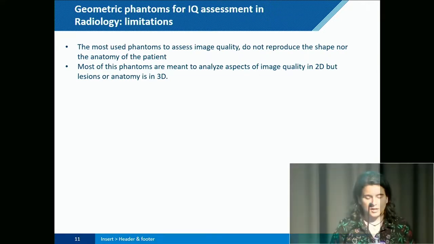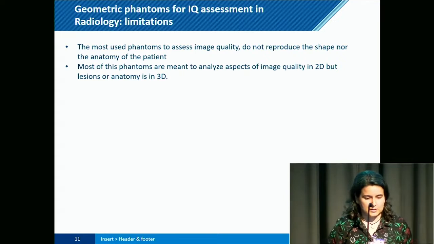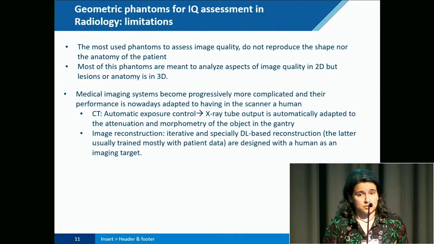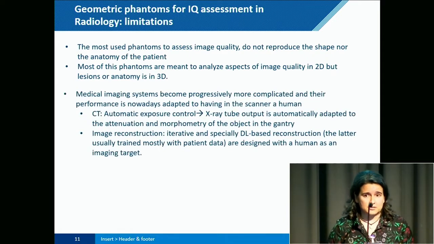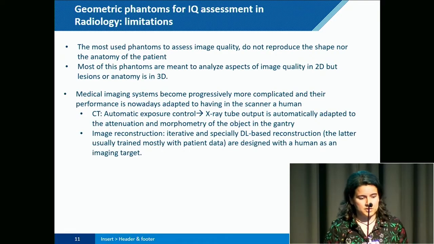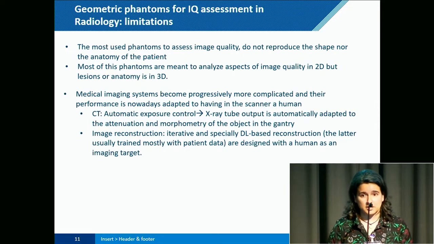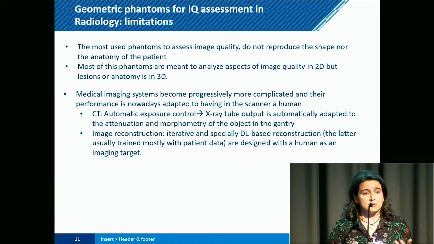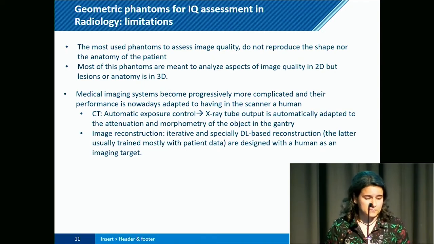But then what happens is that they are limited, of course. These phantoms are only meant to measure things in 2D, for instance, but of course the anatomy of the patient doesn't look like these cylinders I've shown you. We also have progressively more and more complex systems. For instance, in CT, now we have automatic exposure control. So if you have a bigger patient or a smaller patient, the system is going to deliver a different output to generate your images.